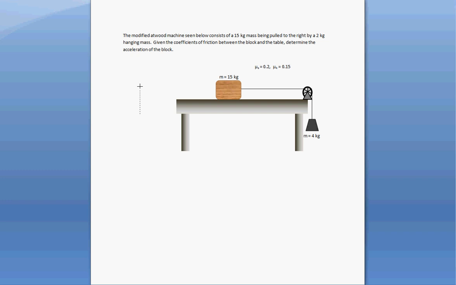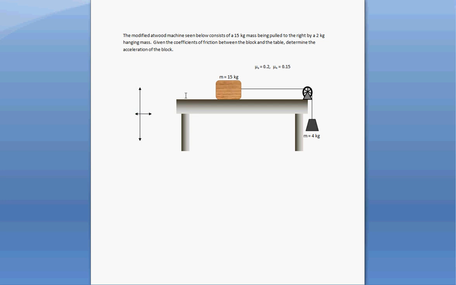So the table is pushing up on the block. Gravity is pulling down on the block. The hanging mass is pulling the block to the right, and the block is experiencing friction from the table, preventing motion to the right.